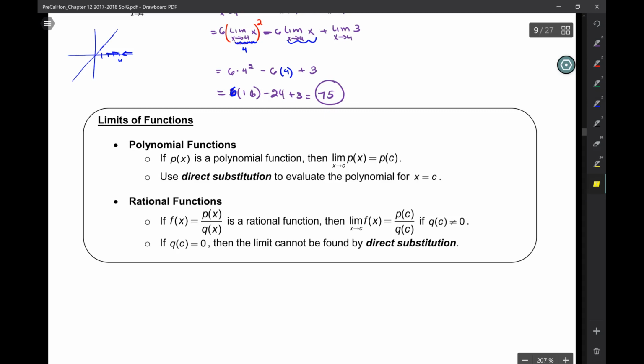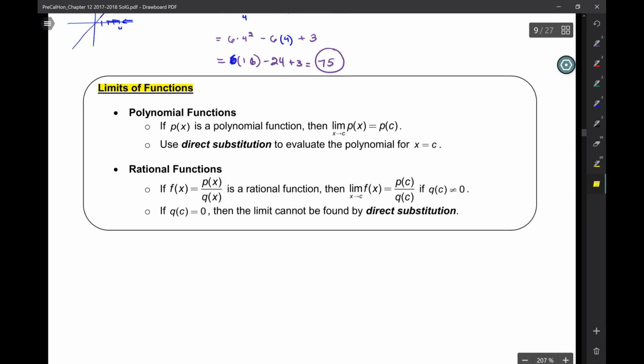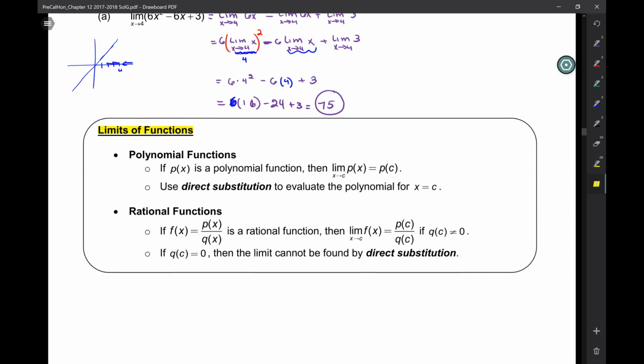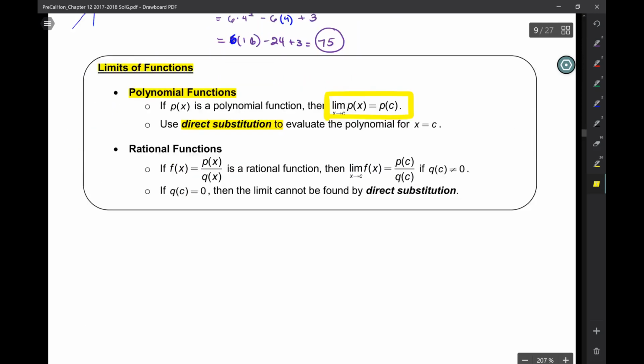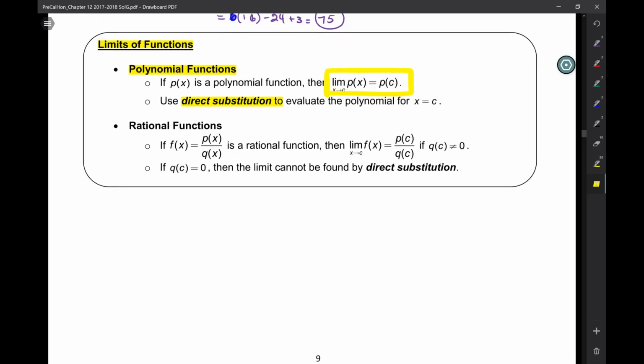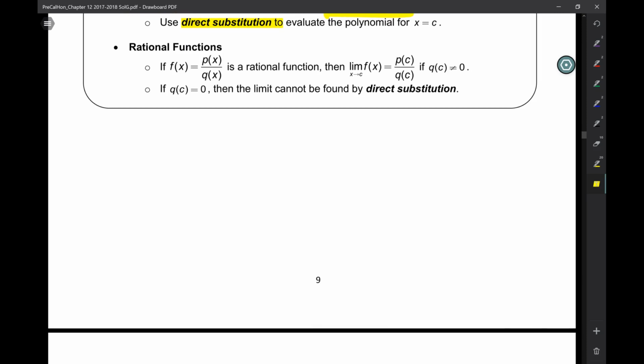All right, so take a look then. Let's summarize this, okay? I always do this one time, and I want you guys to figure out what the shortcut is. And the shortcut is, if you're dealing with a polynomial function, if p of x is a polynomial function, then the limit as x approaches c is just p of c. What does that mean? All you have to do is use direct substitution. You don't have to do all this. You could just do it directly by substitution. Okay? Rational functions, same situation. Direct substitution because you have a polynomial here and a polynomial there.